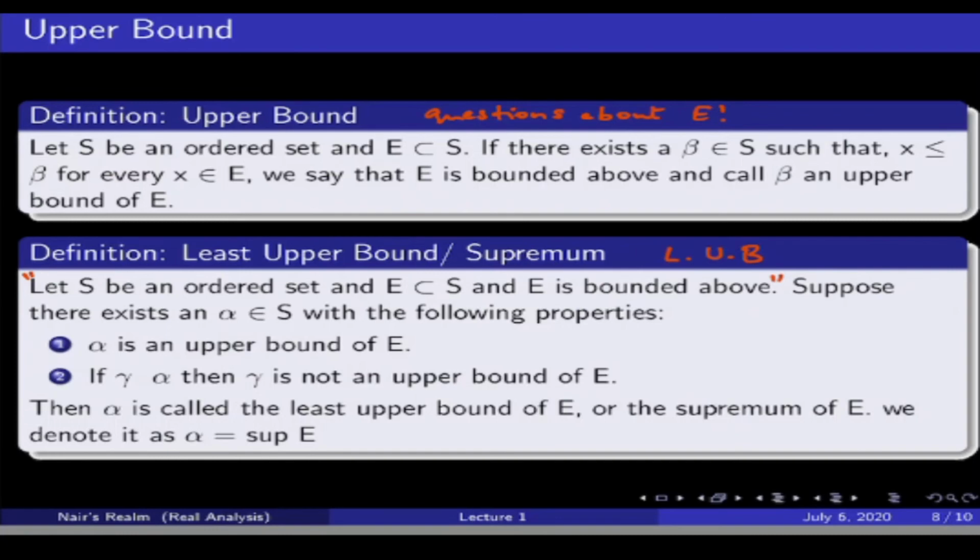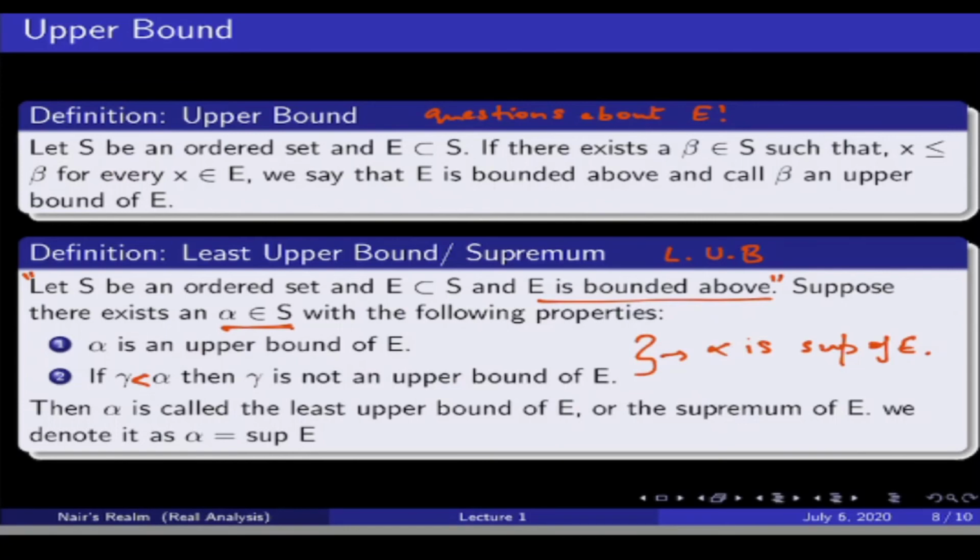So if these things are valid, then we can talk about this particular definition. For E to be bounded above, that means it has to have at least one upper bound, right? I was just clarifying that. Now anyway, suppose there exists an alpha in S with the following properties. 1, alpha is an upper bound of E, and 2, if gamma is less than alpha, then gamma is not an upper bound of E. If these two are satisfied, then alpha is in fact the supremum of E.